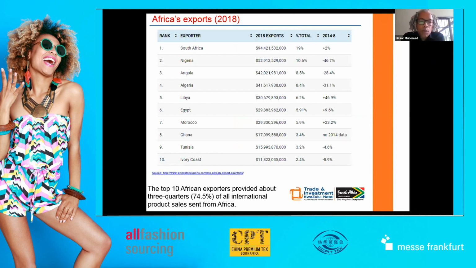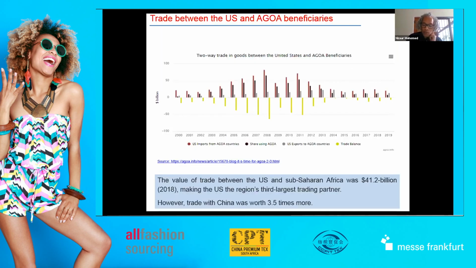This slide gives you some indication of Africa's top exporting countries. It's a bit of a tussle between the 2018 figures and currently as to who's in the number one spot, but be that as it may, it's either ourselves or Nigeria. What's interesting, though, from an exporting point of view, is that the top 10 African exporters provided just under 75% of all international product sales from Africa. That level of concentration is not necessarily good if you want the continent as a whole to succeed. If you've only got 10 countries out of the entire continent doing 75% of trade, there's a huge impetus for the other countries to begin to catch up.